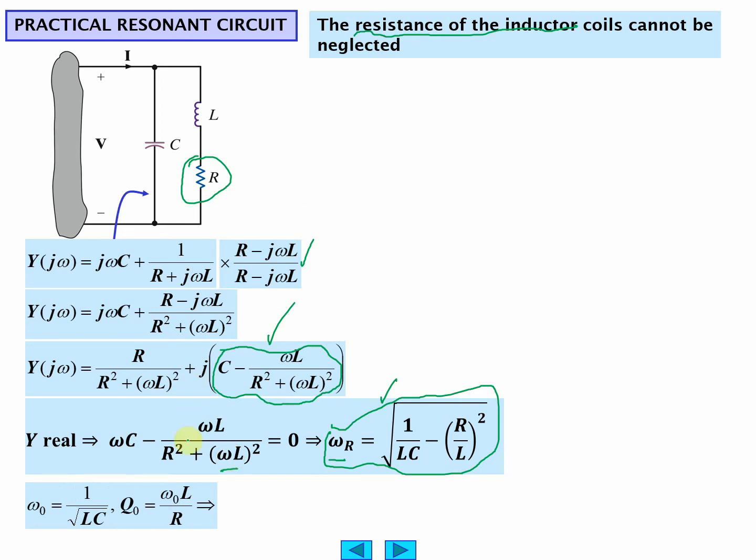And omega naught is still defined this way, Q naught this way, so we can get some. Omega R is not going to equal omega naught. That's the point. That's part of the point right here. There's the formula expressing the two.